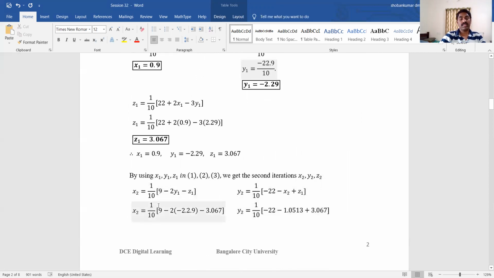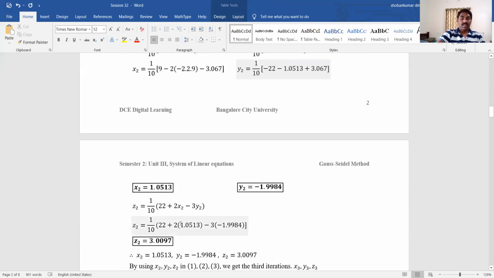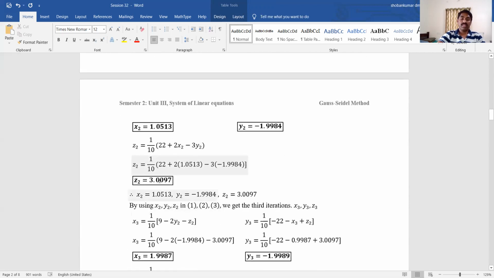x2 is equal to 1 by 10 into 9 minus 2 y1 minus z1. Here we know y1 and z1, so we get x2. And y2 is equal to 1 by 10 into minus 22 minus x2 plus z1. Here we know x2, put the x2 value here. And z2 is equal to 1 by 10 into 22 plus 2 x2 minus 2 y2. We know x2 and y2, put them here and simplify, we get z2.